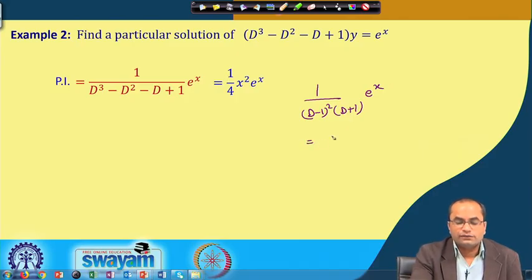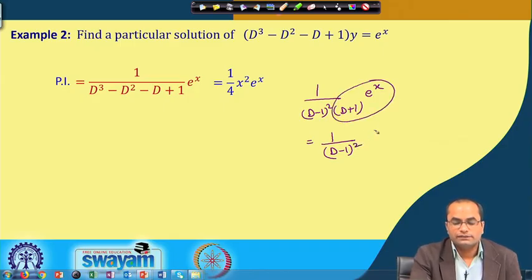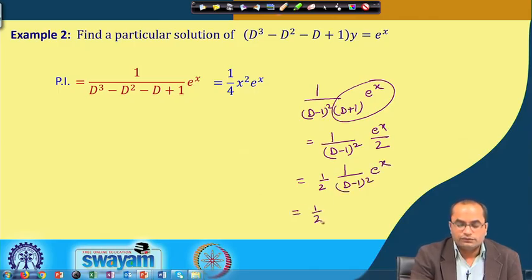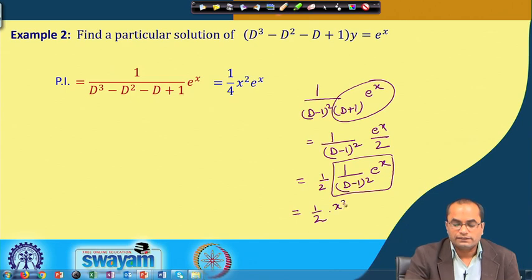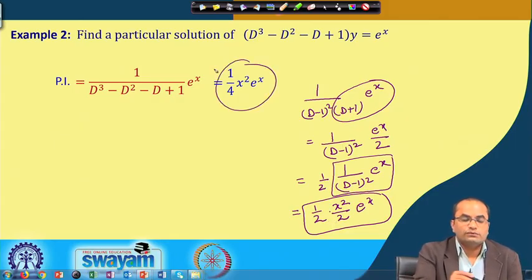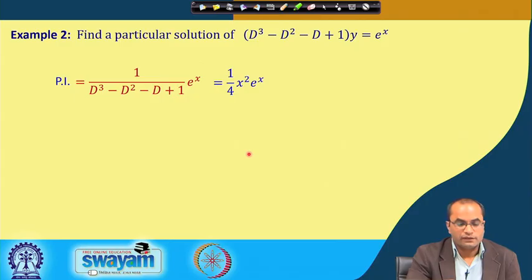So, let us first operate here 1 over d plus 1. The d minus 1 square we keep as it is, and when we apply this, this will be e power x by 2. So, this is nothing but 1 by 2, and d minus 1 whole square, e power x, and 1 over d minus 1 square e power x. This is the formula we will use now from the earlier slide, that is x square by factorial 2 and e power x. So, we have x square by 4 e power x as the particular integral of this problem.